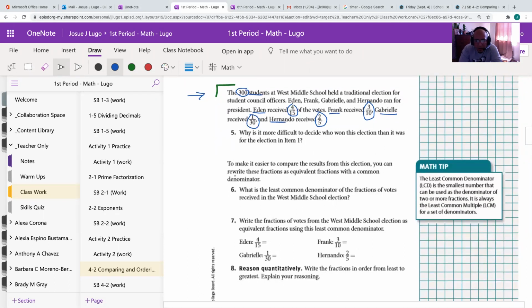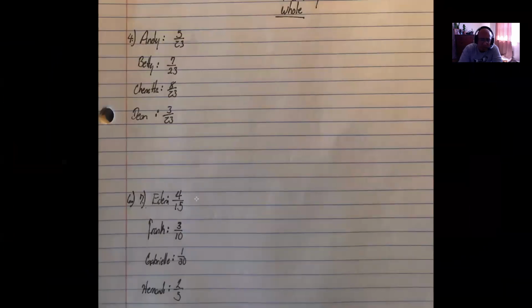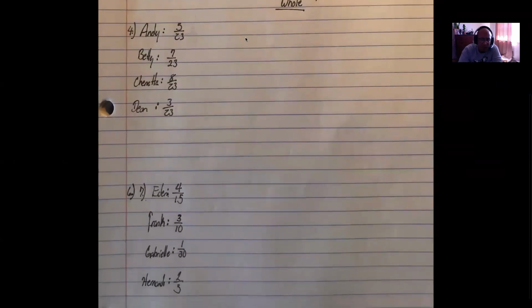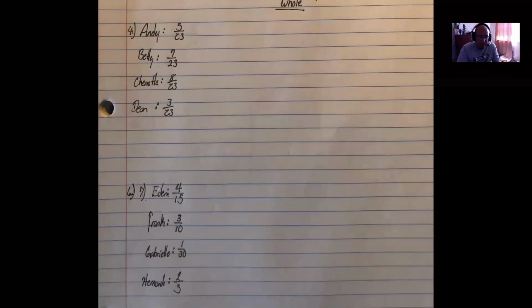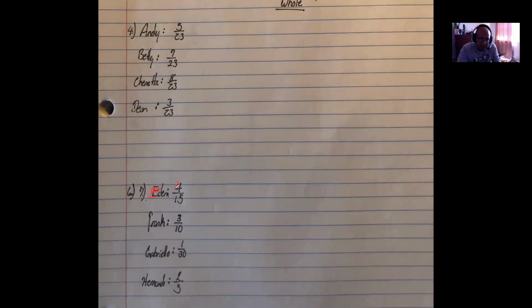So here's the problem, though, and notice how I wrote these down. Again, we have Eden. I'm going to just call her E. Eden received 4/15, so 4 out of 15. Frank, so I want to put an F for Frank, received 3 out of 10 votes. Gabrielle, so G for Gabrielle, received 1 out of 30, or 1/30, of the votes. And Hernando, we'll put H for Hernando, received 2/5 of the votes.